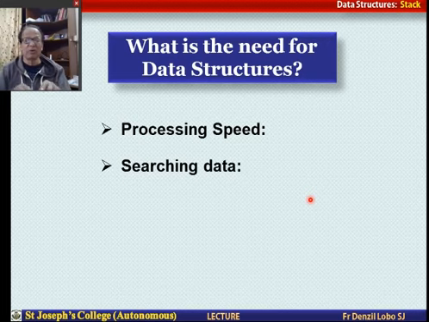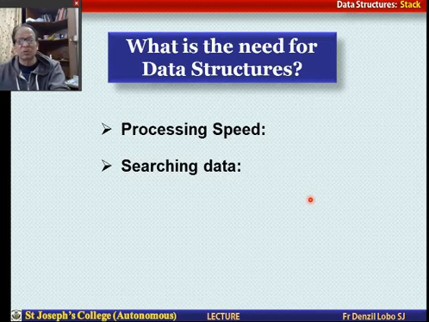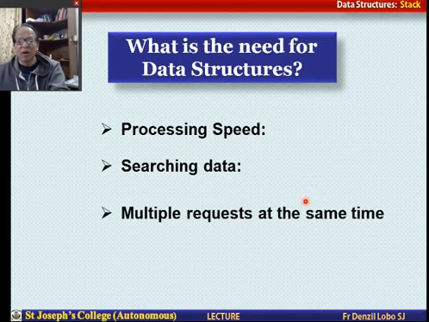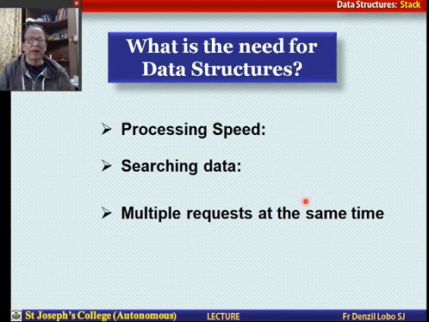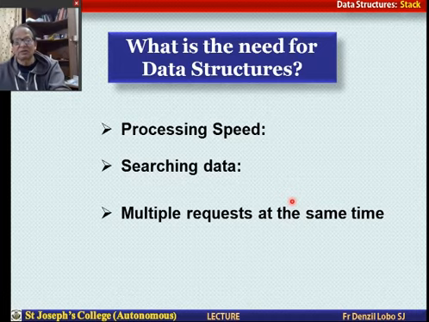Searching data. Every day we go to the internet and we search for data, on Google or some other search engine. There is a voluminous amount of data spread everywhere, but immediately we get the result. And this is possible because of the various data structures which are used to search for data on the internet. At the same time, there will be multiple requests for the same data. So how to manage that? It is done using data structures.